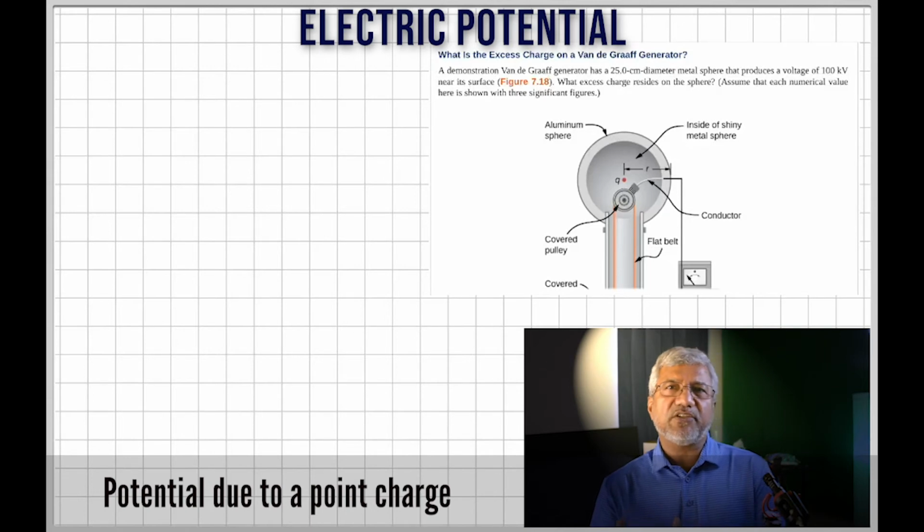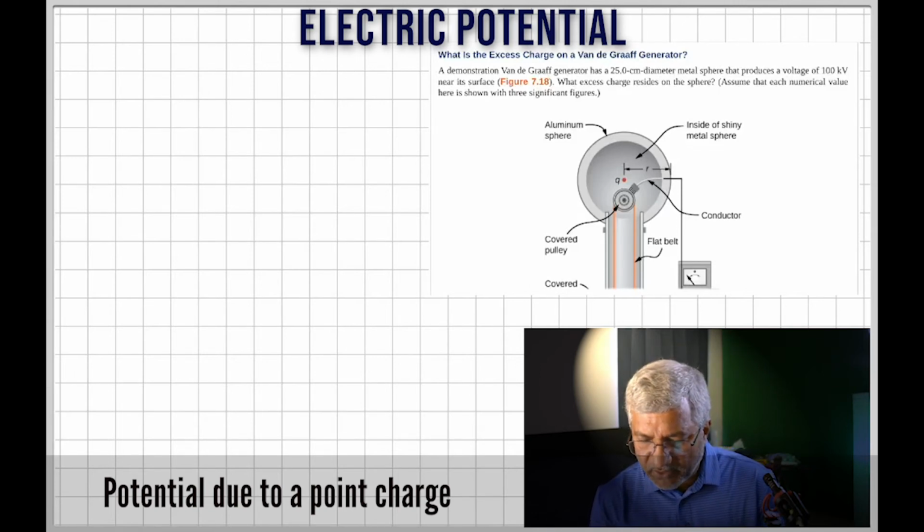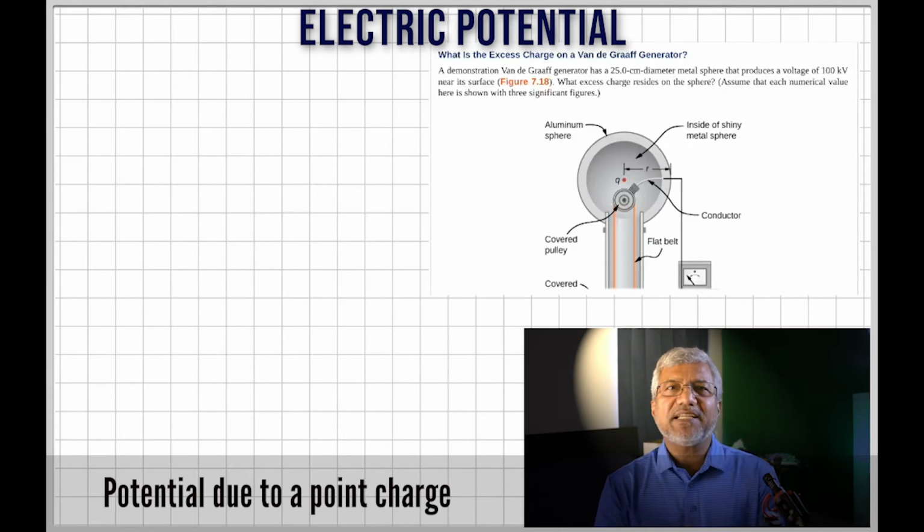So let's use this idea to work out a problem. What you see in the diagram is a Van de Graaff generator. We'll talk about that a little later. But here the question is, what is the excess charge that is built up on the Van de Graaff generator? The excess charge depends on the diameter of that sphere. The bigger the sphere, the more charge it can accumulate. This one has a diameter of 25 centimeters, and the voltage is 100 kilovolt near its surface. So how much charge is there?